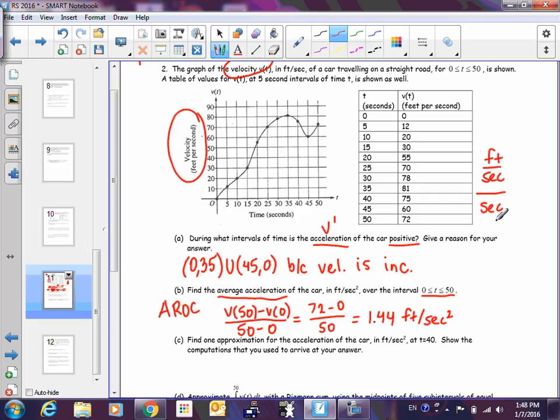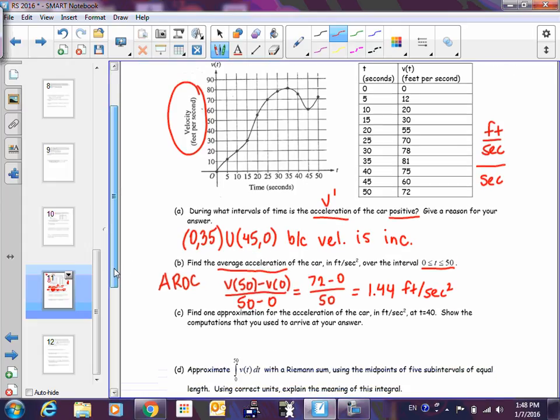Now, if you look at this and you're wondering whether that is feet per second squared, or whether the seconds cancel, you could have left your units just like this, and that's totally acceptable. That would be better than mistakenly canceling the seconds out. But that is feet per second squared. Really, the word acceleration is what I would go with here.